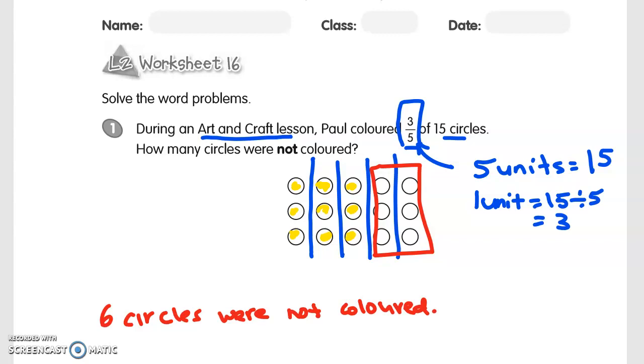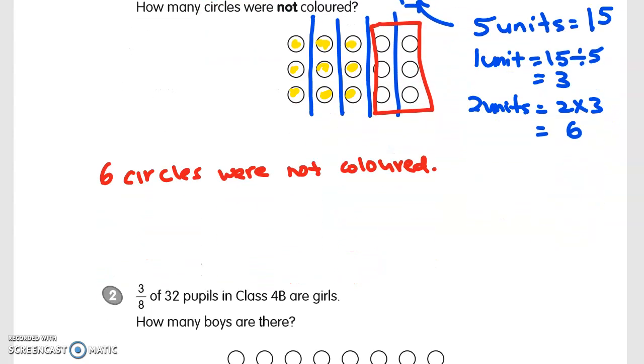Now if 3/5 is colored, that means 2 out of 5 are not colored. Now 2 units will be 2 times 3, which will also give us 6. This part is for when you do not have the pictures to help you. Okay, let's go to question 2.